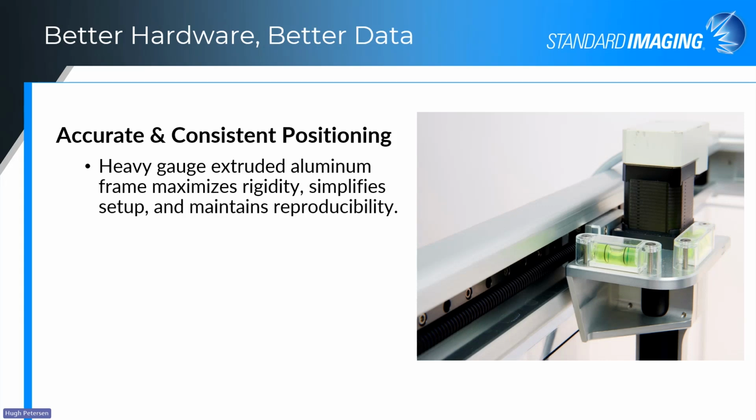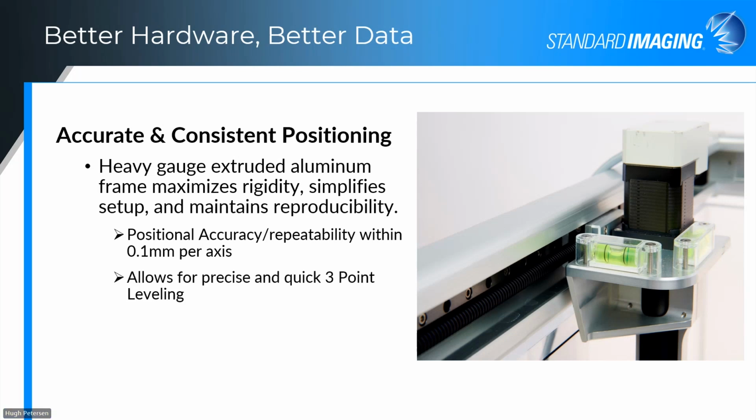We use a heavy gauge extruded aluminum frame, which maximizes that rigidity, simplifies the setup, and maintains all that reproducibility. The positioning accuracy and repeatability is within 0.1 millimeter per axis, so it is very fine as far as the drive mechanisms and what we call the robot is concerned. It allows for very quick and precise 3-point leveling.